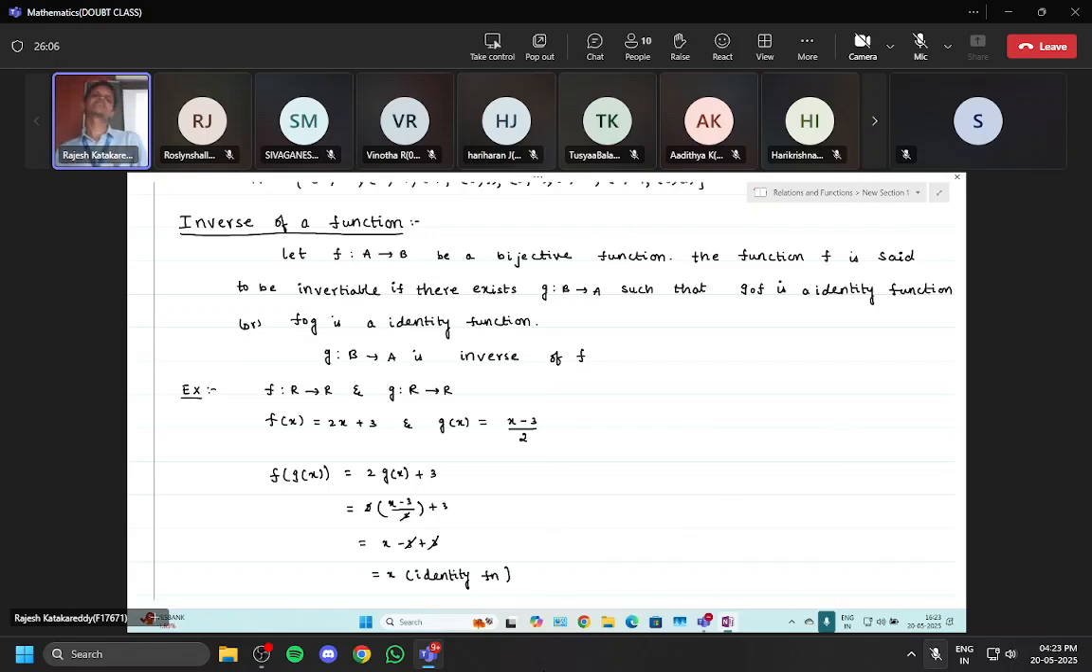In matrices, you will write this as: when the product of two non-singular matrices is equal to the identity matrix, then both matrices are inverse to each other. A into B is equal to identity, then B is equal to A inverse. Same thing: f composition g is equal to identity, then g is f inverse. Vice versa is also true. Two-sided statement. Clear? Any doubts in this?